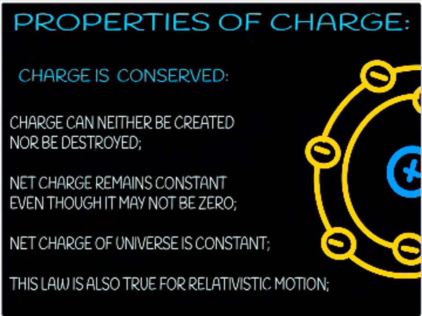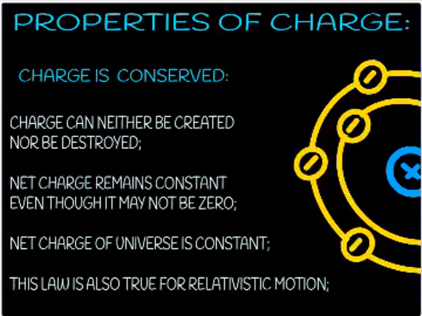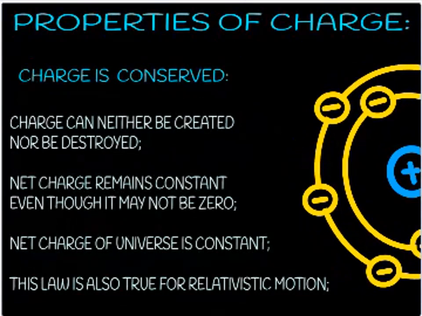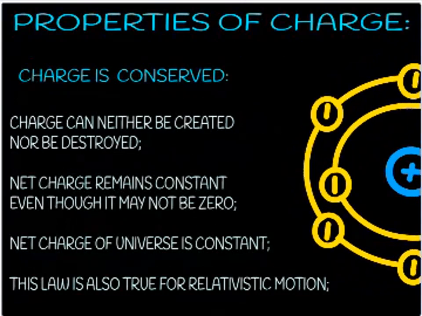The third property says that charge is conserved. This means that charge can neither be created nor be destroyed. Thus net charge remains constant even though it may not be zero, and thus net charge of the universe is constant. This law is applicable in all types of relative motions.